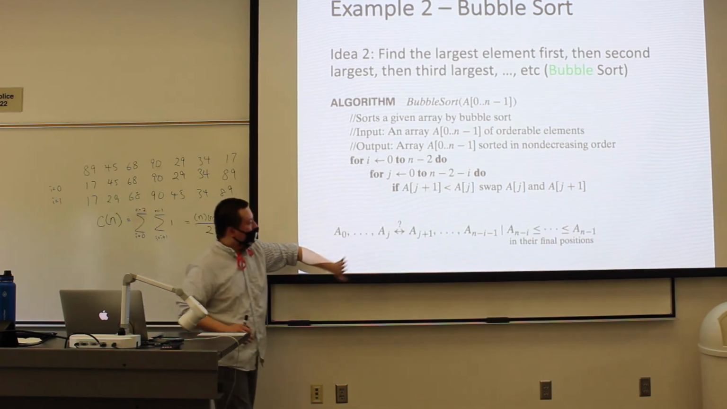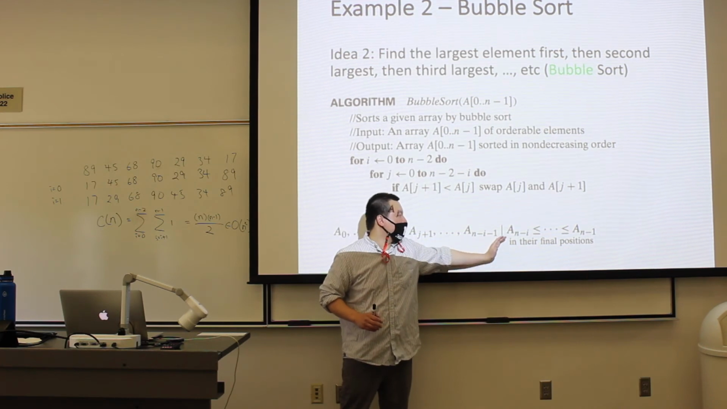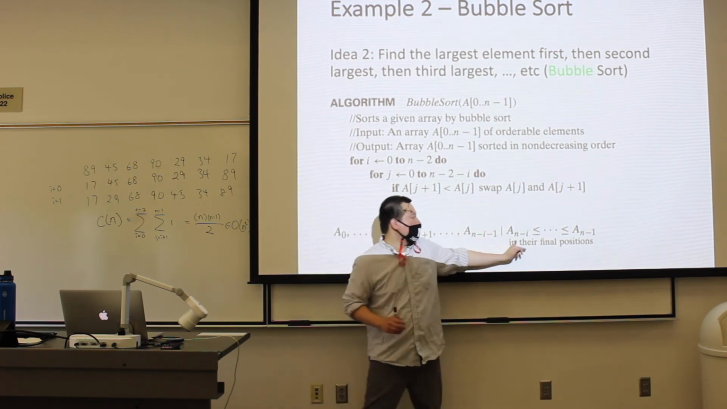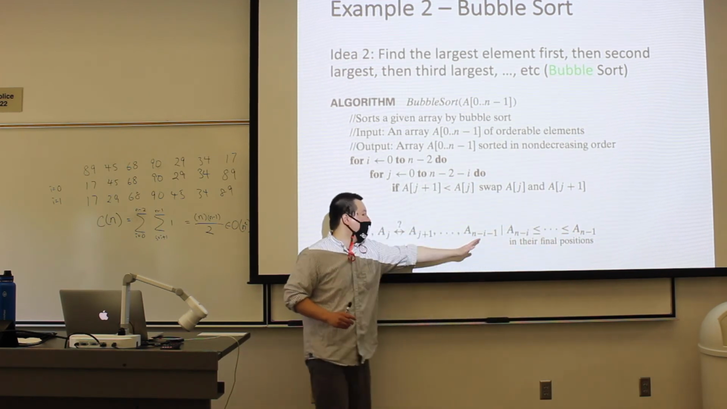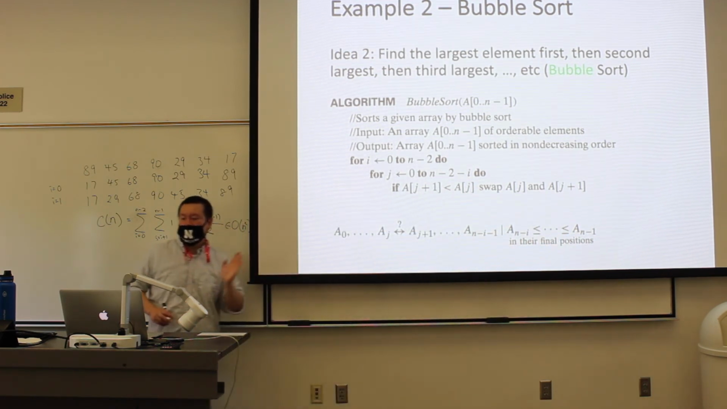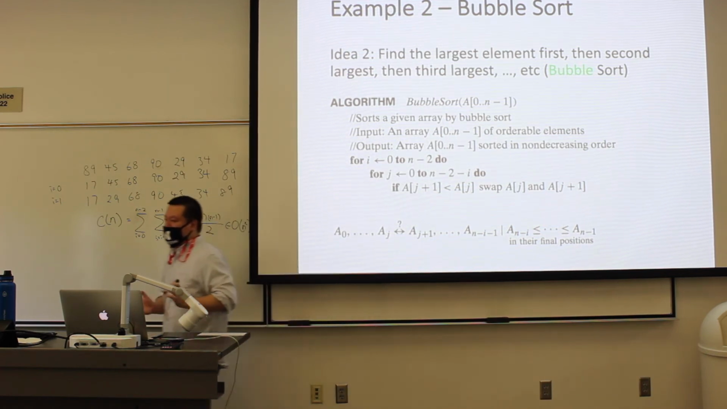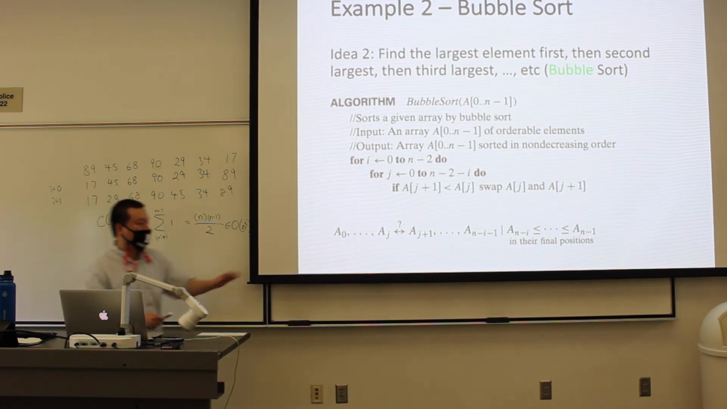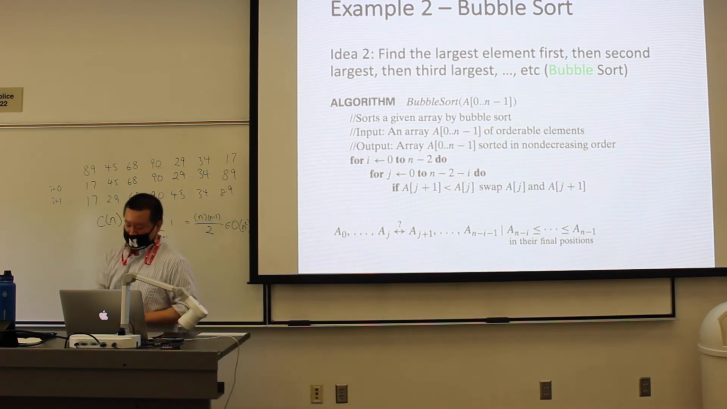So this is the diagram. When you have i at this location, then everything from n minus i all the way up to n minus 1 is going to be sorted, and everything before that is not necessarily sorted. It might not be. It might already be sorted. We don't know. So let's go over some examples.